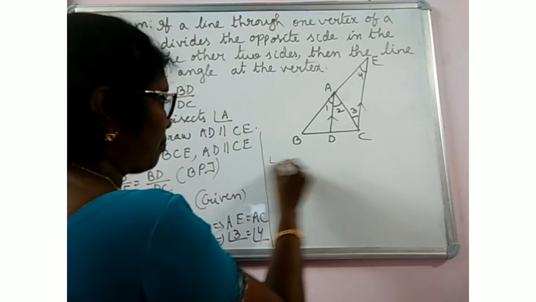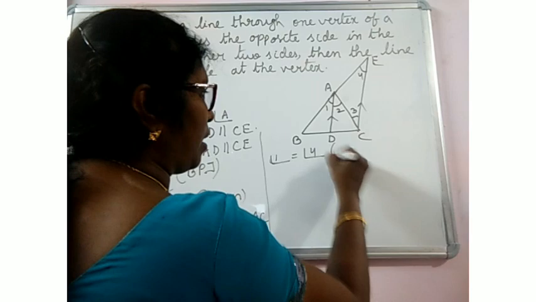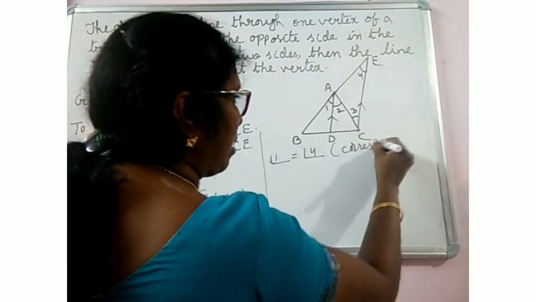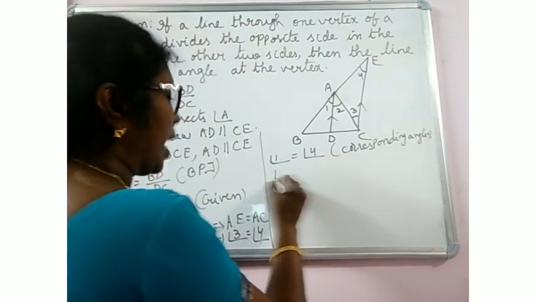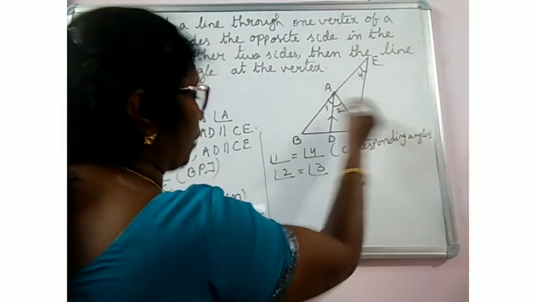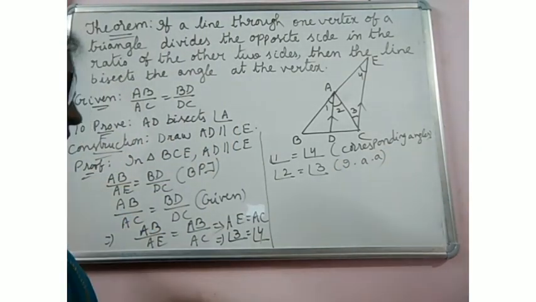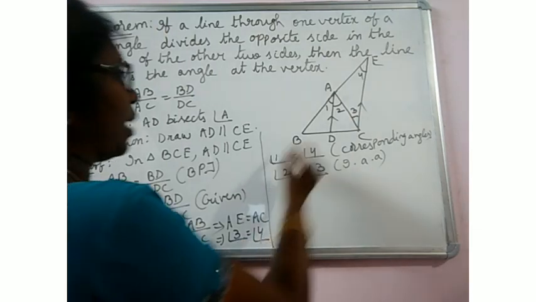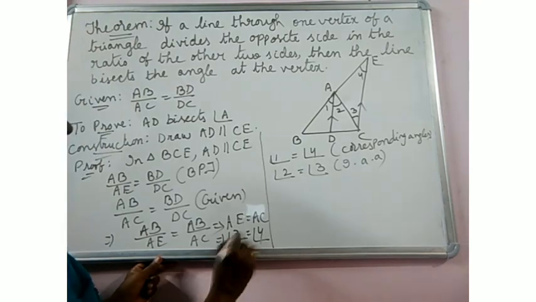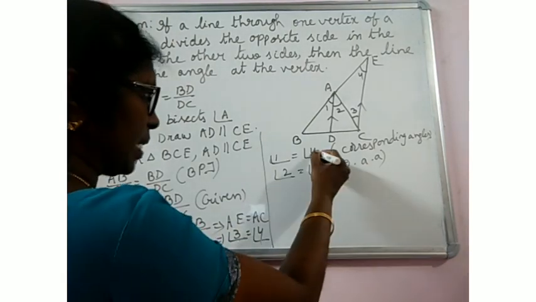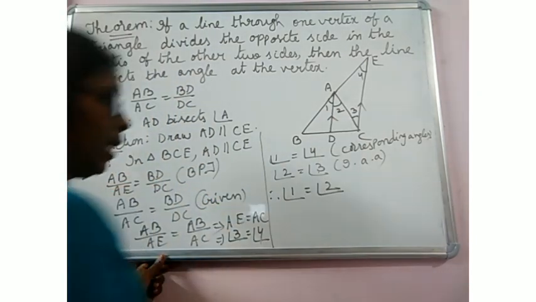But we know that angle 1 is equal to angle 4, because these two lines are parallel, they are corresponding angles. Angle 1 is equal to angle 4. And also angle 2 is equal to angle 3 because of alternate interior angles. But now you see, angle 1 is equal to angle 4, angle 2 is equal to angle 3 we got, and here already we got angle 3 is equal to angle 4. Therefore, angle 1 is equal to angle 2.